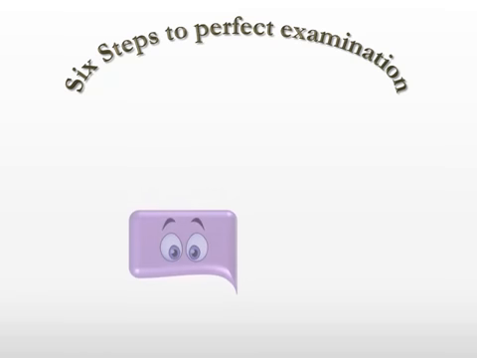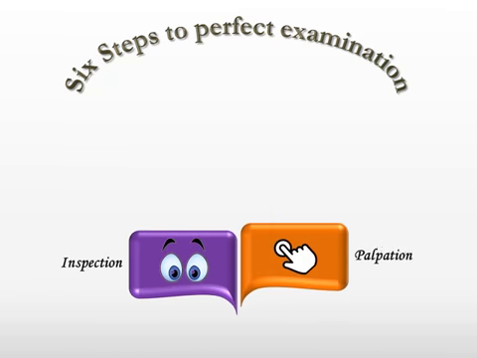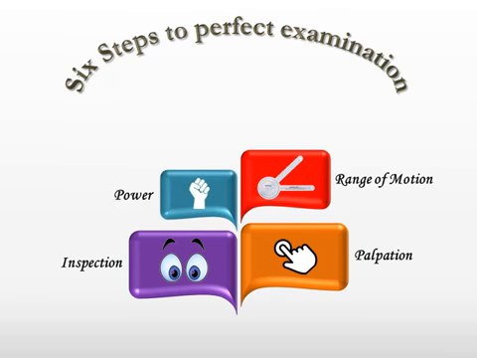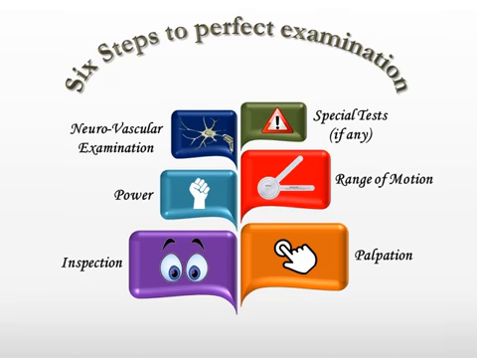Step number 1 would be inspection, where you see. Step 2 is palpation, where you touch. Step 3 is assessment of range of motion. Step 4 would be assessing the power of the muscles involved. Step number 5 would be the neurovascular examination, and step 6 would be special test, if any, for that particular part. Let us elaborate on every single topic here.